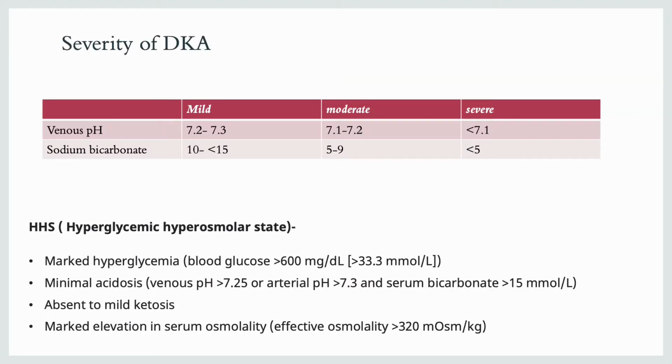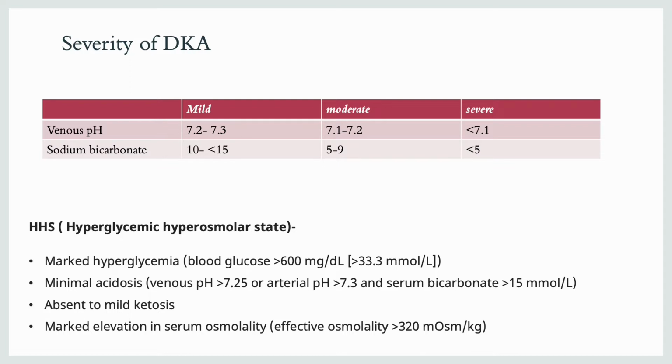So now coming to how to assess the severity of diabetic ketoacidosis. DKA is categorized into mild, moderate, and severe on the basis of pH and sodium bicarbonate level. In mild DKA, the patient will have pH of 7.2 to 7.3 and sodium bicarbonate between 10 to 15. In moderate DKA, pH will be 7.1 to 7.2 and the sodium bicarbonate will be between 5 to 9. And in severe DKA, the pH will be less than 7.1 and sodium bicarbonate will be less than 5.